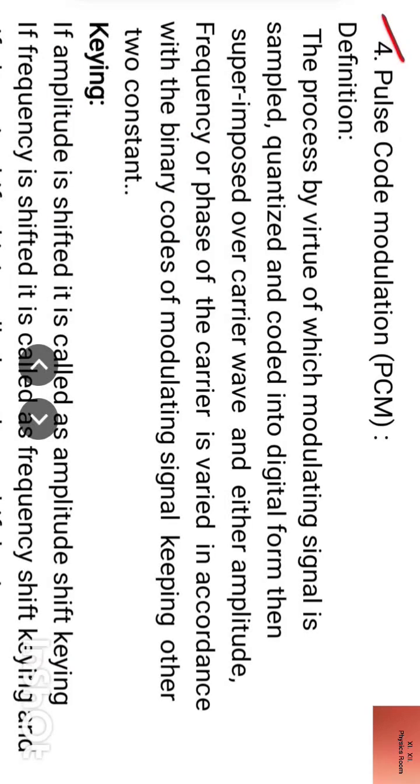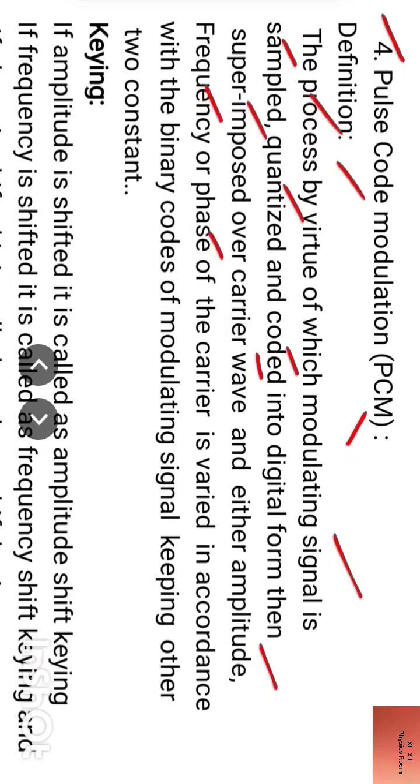Now fourth, pulse code modulation, that is PCM. Let us define the process by virtue of which modulating signal is sampled, quantized and coded into digital form, then superimposed over carrier wave, and either amplitude, frequency or phase of the carrier is varied in accordance with the binary codes of modulating signal, keeping other two constant, is defined as pulse code modulation.